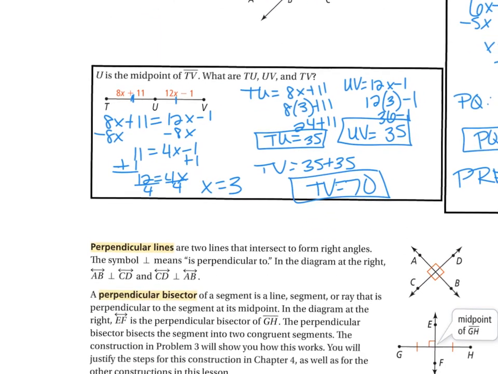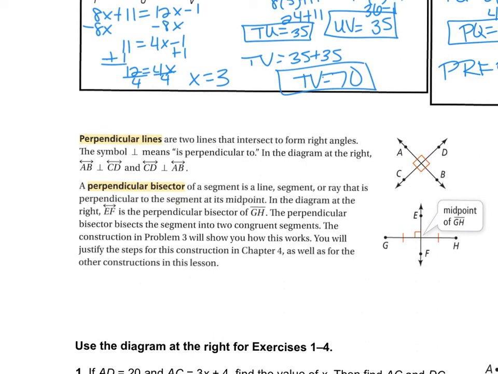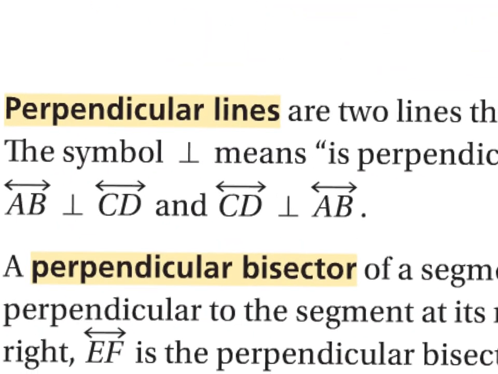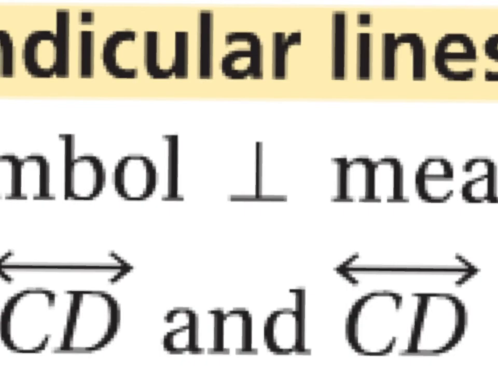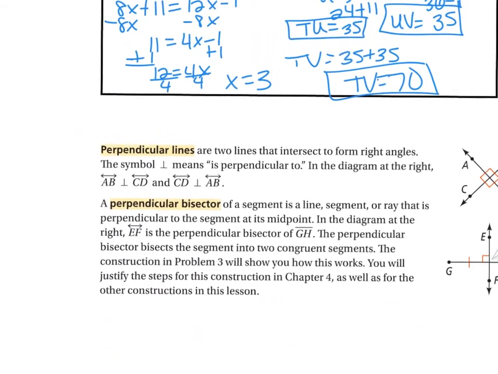All right, the last little bit before we do one more exercise. Perpendicular lines form right angles. So if you hear me say the word perpendicular, you immediately need to think 90 degrees or right angle. They use this symbol right here. It looks like an upside down T. That symbol means perpendicular to.